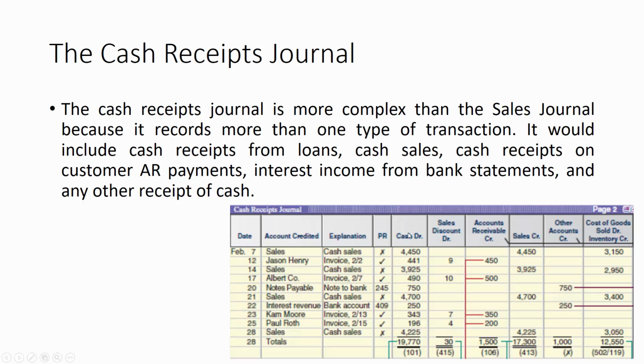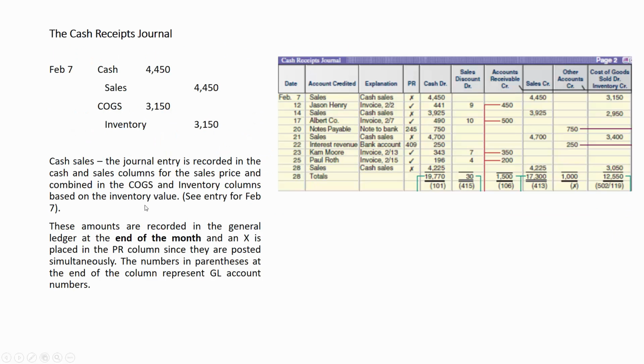All of them will be a debit to cash. This is cash receipts. And then we have debits here for sales discounts. When we make a sale, there are the cash sales discounts associated with that. Then we have accounts receivable credits, the sales credit, other accounts that are credited, and cost of goods sold and inventory for cash sales when they're debited and credited. So let me go through this individually.